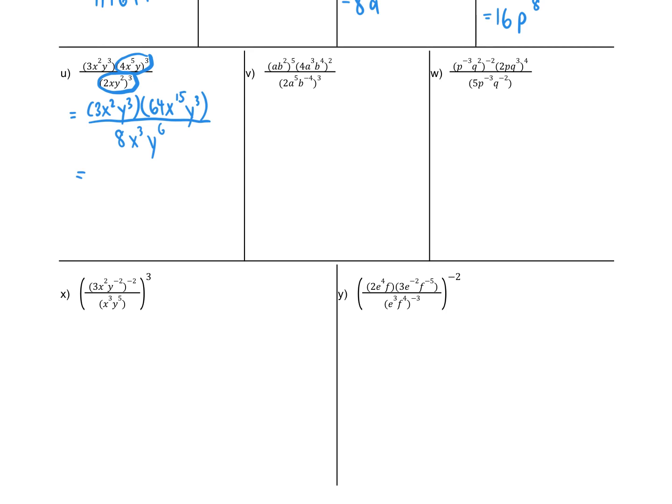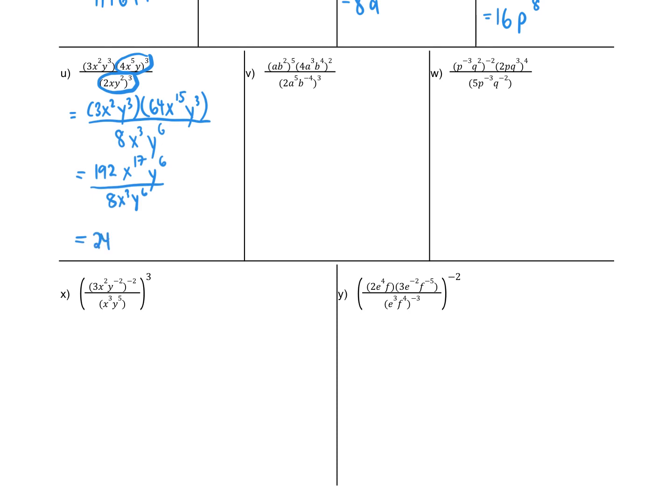3 times 64 is 192. For the x's, we add the exponents. 2 plus 15 is 17. For the y's, 3 and 3 is 6, all over the denominator. And now, if I can do 192 divided by 8, I will do it, and I can. I get a nice integer of 24.